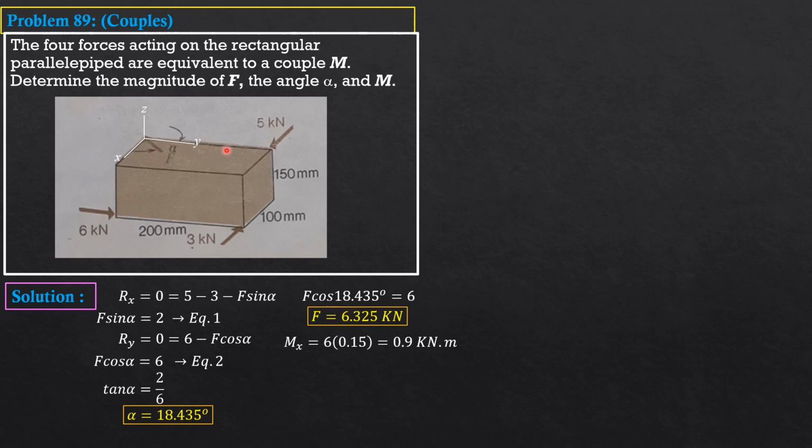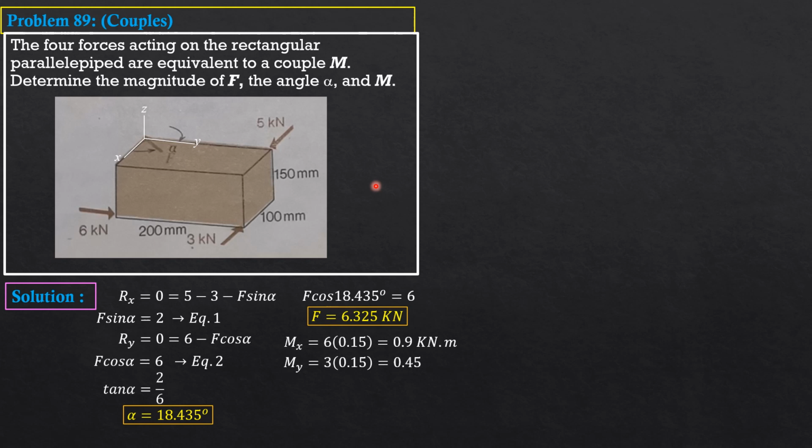So your right thumb is towards the positive x-axis. The curling of the four fingers would be in this sense. So this is the positive sense of moment. This is the arrow. So this is 0, 0 because it is parallel, 0 because it acts on the y-axis. Only the 3 kilonewton will have moment about the y-axis, and it is also positive. See? So positive. So the moment about the y-axis is 3 times also 0.15.